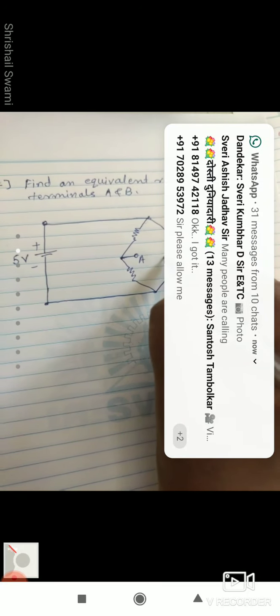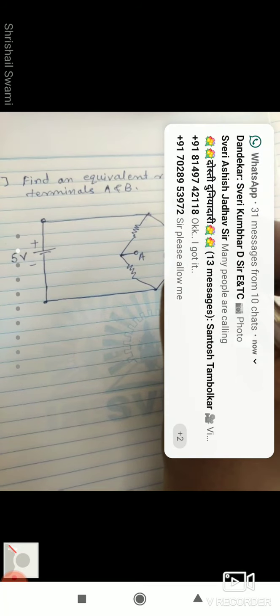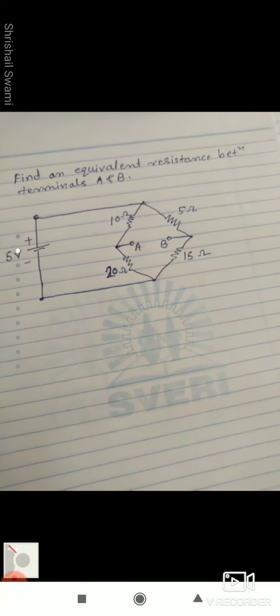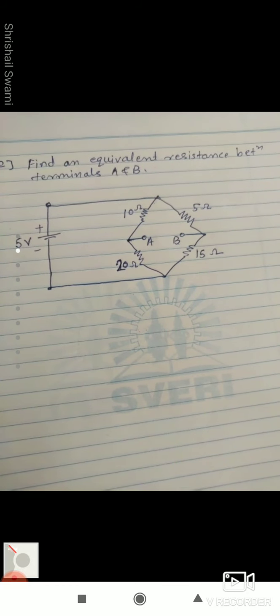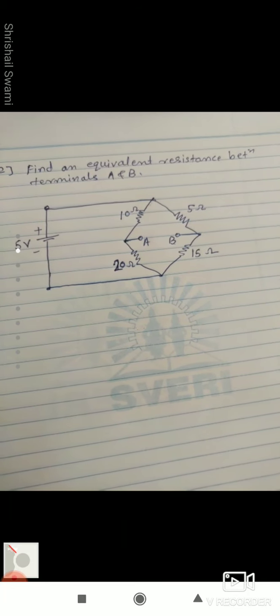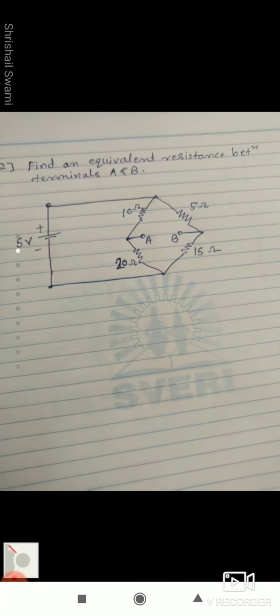So this will be the A and this will be the B. Here, if you observe, this is the 10 ohm, this will be the 5 ohm, or we can say this will be the 20 ohm, and this will be the 15 ohm. 10, 5, 20, 15. So this will be the question. How to find the answer of such a question? How to find the equivalent resistance between the 2 points A and B, which is given here.